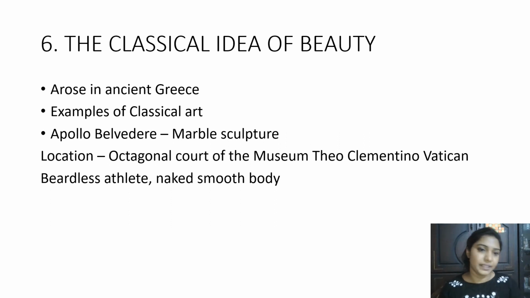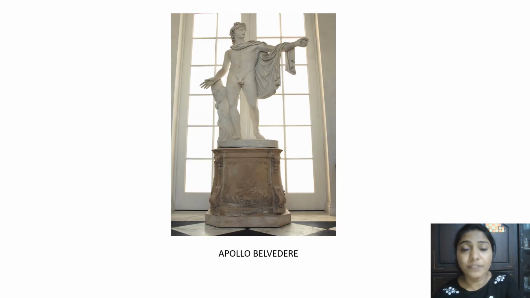Moving on to the sixth paragraph, where he gives us the classical idea of beauty that was put forward by the Greek artists. The classical idea of beauty is a concept that arose in ancient Greece. He gives us certain examples of classical art, like Apollo Belvedere's sculpture. I'll show it on the next slide. Apollo Belvedere's sculpture is a marble sculpture, and it is located in the octagonal court of the Museo Pio-Clementino, Vatican. This particular sculpture is of an athlete.